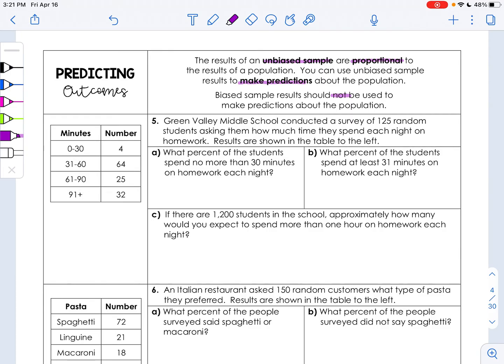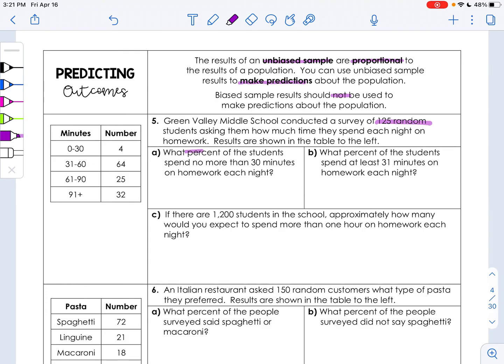So number 5 says Green Valley Middle School conducted a survey of 125 random students, asking them how much time they spent each night on homework. The results are shown over here to the left. So 4 people spent up to 30 minutes on homework. 64 people spent anywhere from 30 to 60 minutes, and so on. So you can tell a good number of students were surveyed. 4 plus 64 plus 25 plus 32 is your total number of students surveyed, which the problem told us was 125, and they were random. So it's a good number of students, and they were chosen at random, which makes this unbiased.